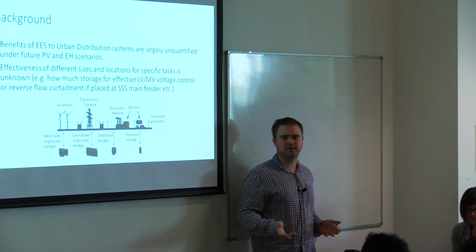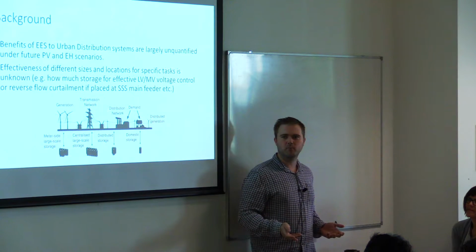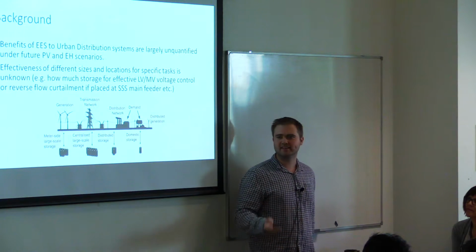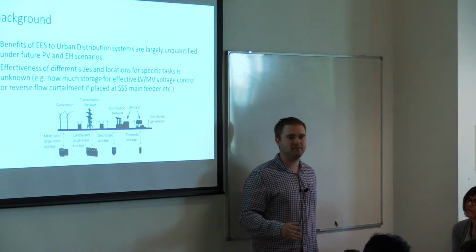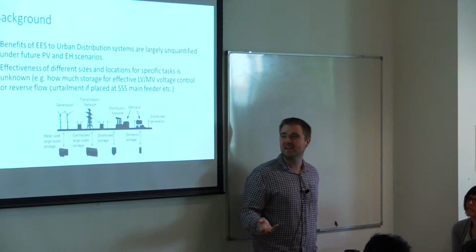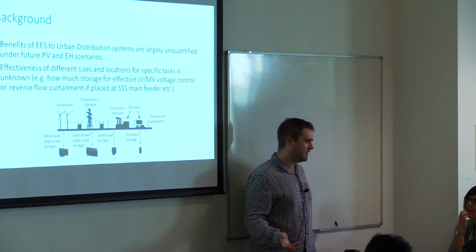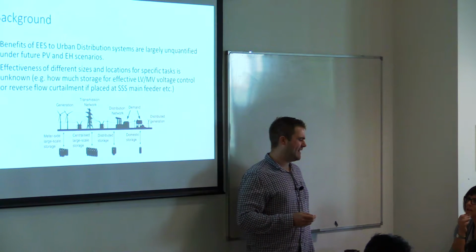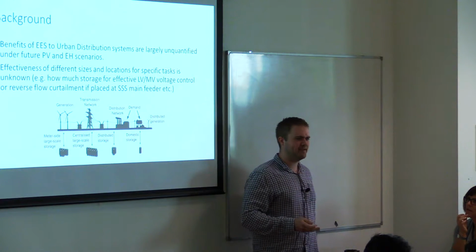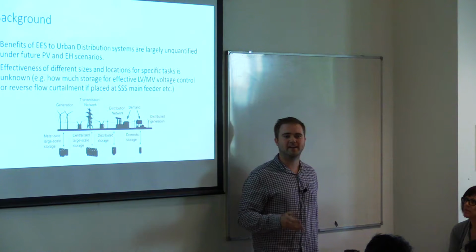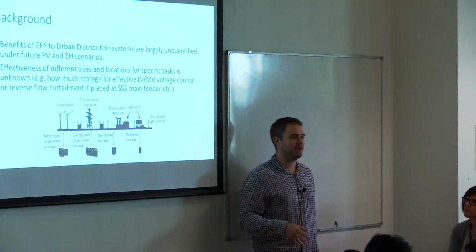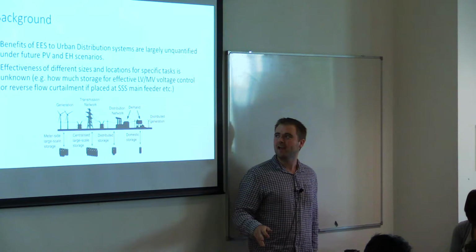So if we want voltage control on a feeder, where do we put the storage? How big does it need to be to provide this adequately? What location does it need to be in to even be able to provide this service at all? And this is likely to be a property of PV penetration and electric heat penetration. So if you've got a lot of heat pumps, it might change where you want your storage to be because you get thermal violations along a feeder.